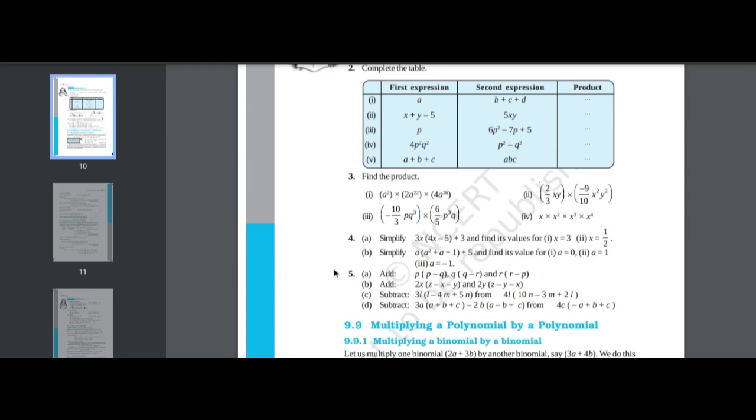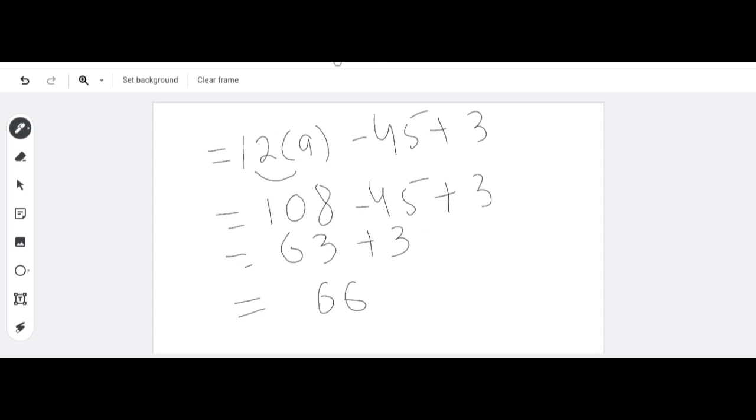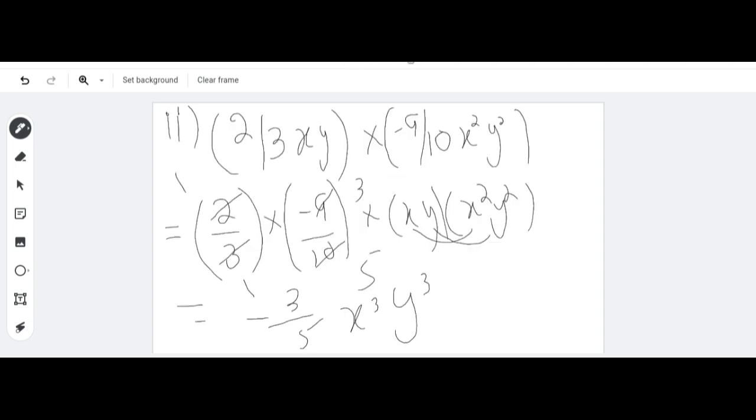Understood? Yes, ma'am. Can I write? No, that is your homework. Okay, ma'am. Can I write that? Yes, first one. You can finish this from the first. Yeah, ma'am, from this page.